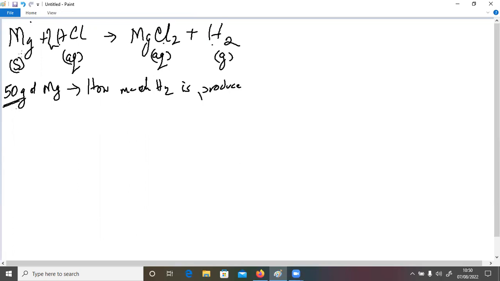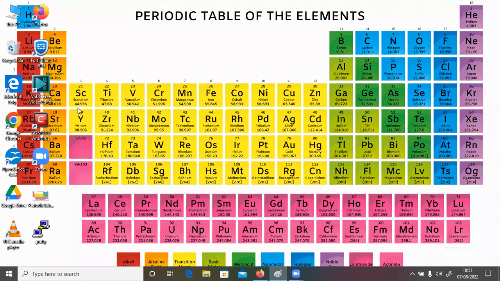We say that, just like the other time, 1 mole of magnesium reacts with 2 moles of HCl solution to give 1 mole of magnesium chloride and 1 mole of hydrogen gas, right? So I need to calculate how many moles are in 50 grams of magnesium, and because magnesium is 24, it's right here, here is 24.